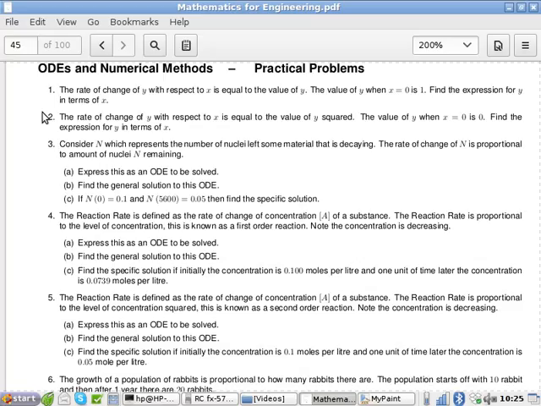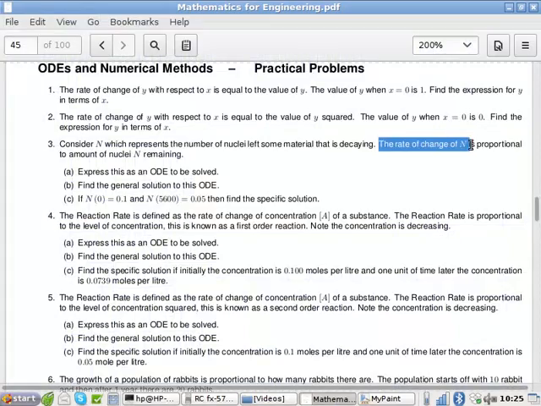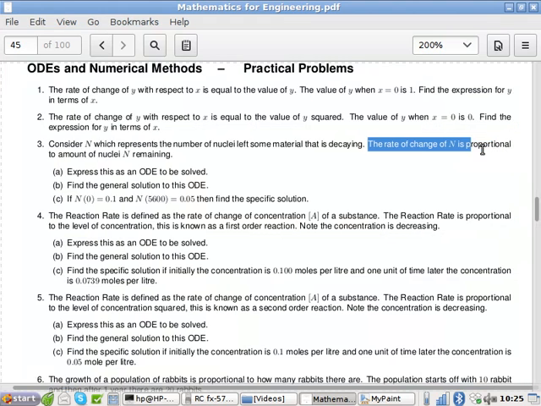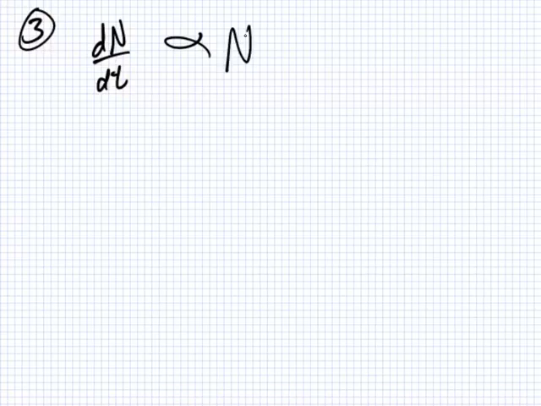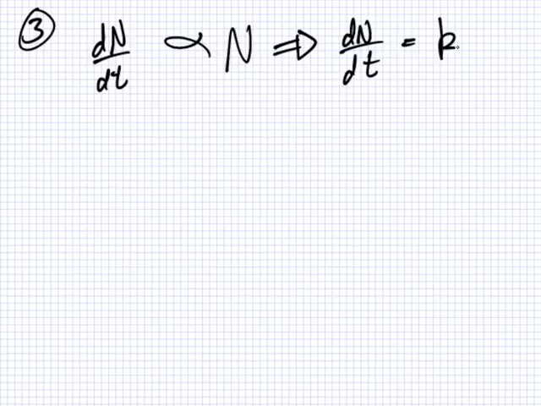Any luck? What have you got? dy/dn equals kn. Not perfect. No, I never said anything about y. Maybe that would fix it for you: dn over dt. Right. The rate of change of n, dn/dt, is proportional to the amount of nuclei remaining. So that means dn/dt equals kn.